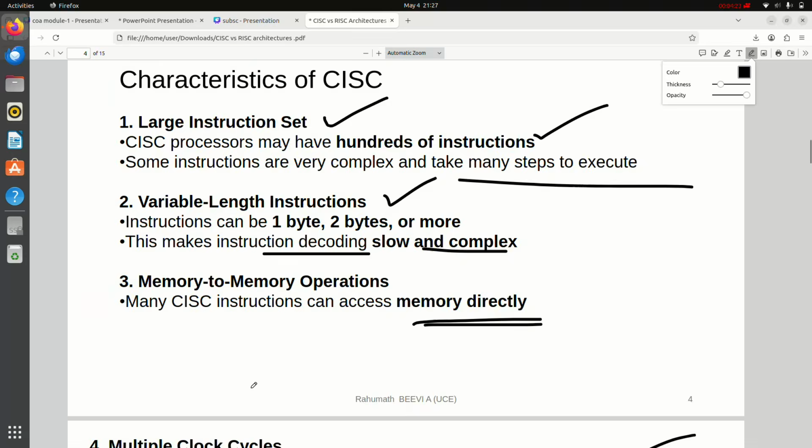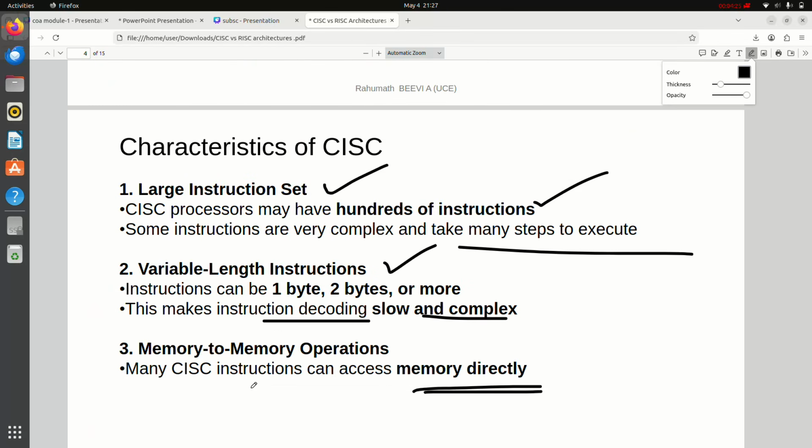So first you have to learn these characteristics of CISC. Large instruction set: it has hundreds of instructions, some of them very complex and requiring a lot of steps to execute. Variable length instruction: one instruction can be 1 byte, the second can be 2 bytes. Since it is variable, it is very difficult for decoding and executing because it is very complex, so the decoding becomes very slow.